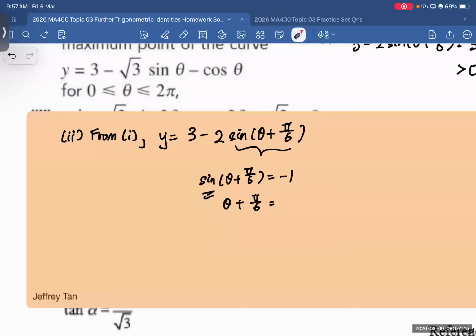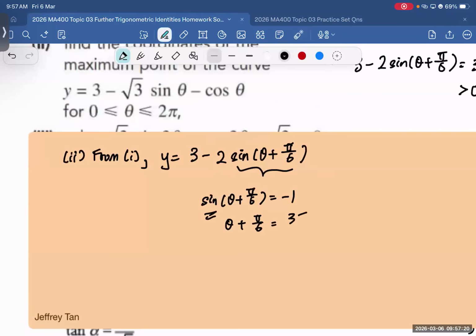It's in radian mode. 3 pi over 2. Very good. Okay, so what must theta be then? 4 pi over 3. So far, okay?